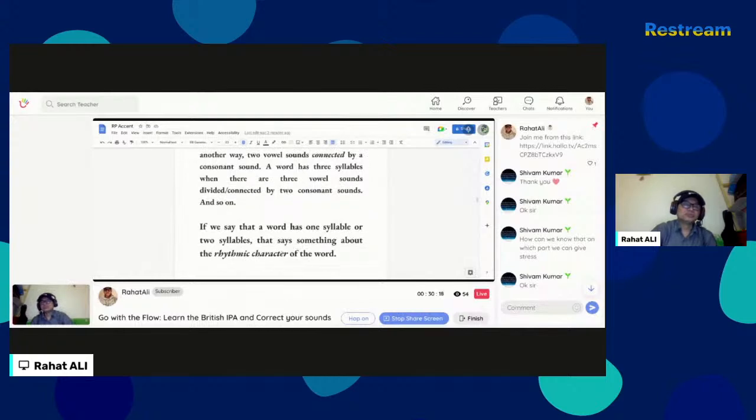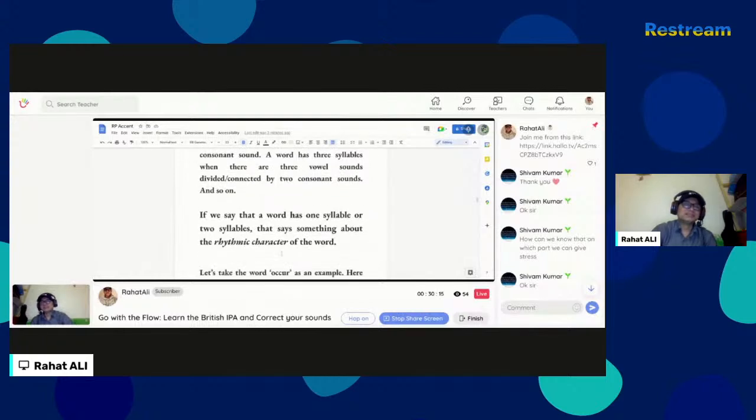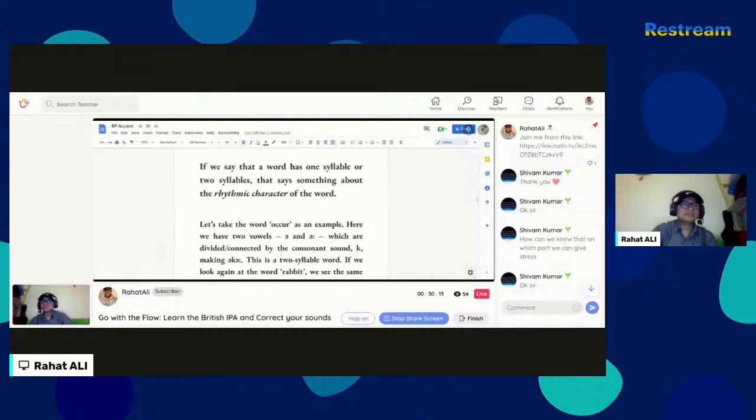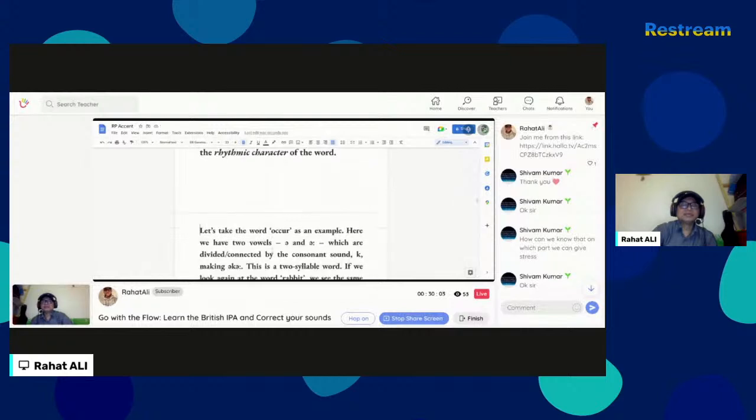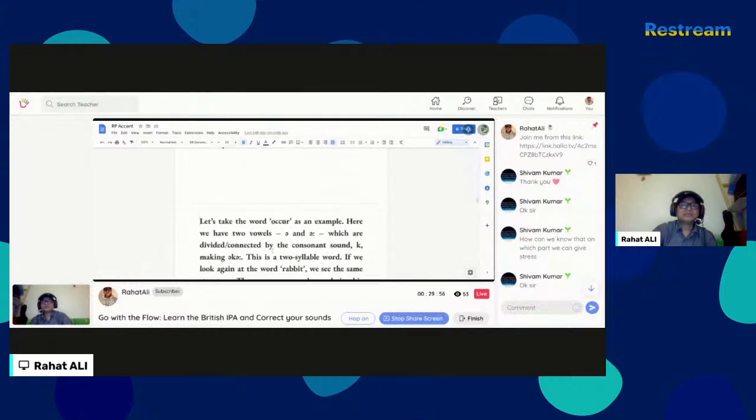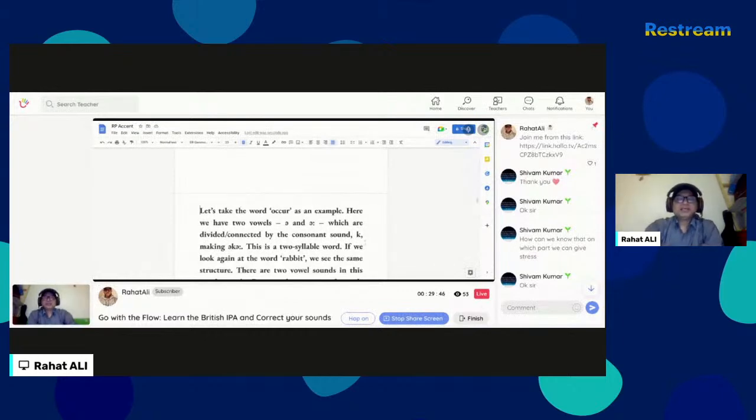If you say that a word has one syllable or two syllables, that says something about the rhythmic character of the word. Let's take the word O-double-C-E-R, occur. Here we have two vowels, the schwa sound and another vowel, which are divided by the consonant sound K. So, I'm making it occur. This is a two syllable word.